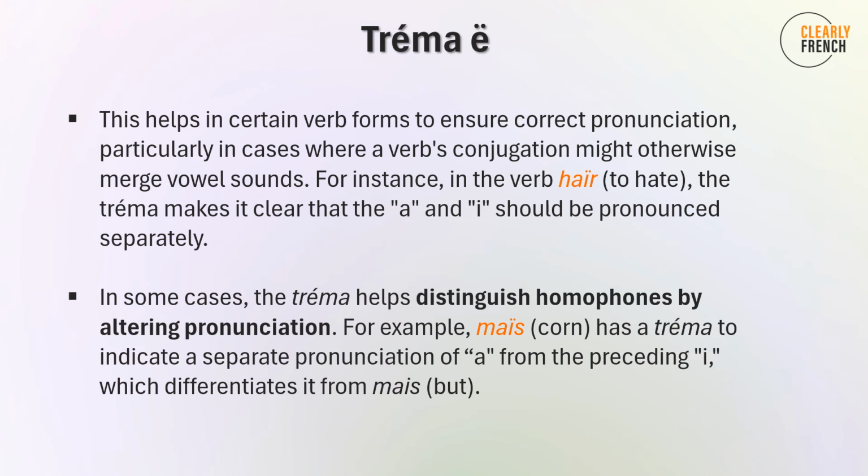In some cases, the tréma helps distinguish homophones by altering pronunciation. For instance, back to the example of maïs, corn. If you didn't have a tréma, it would be mais, which is but.